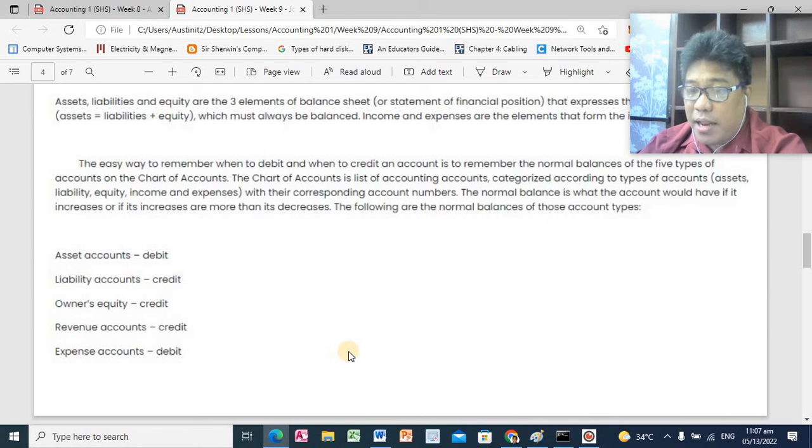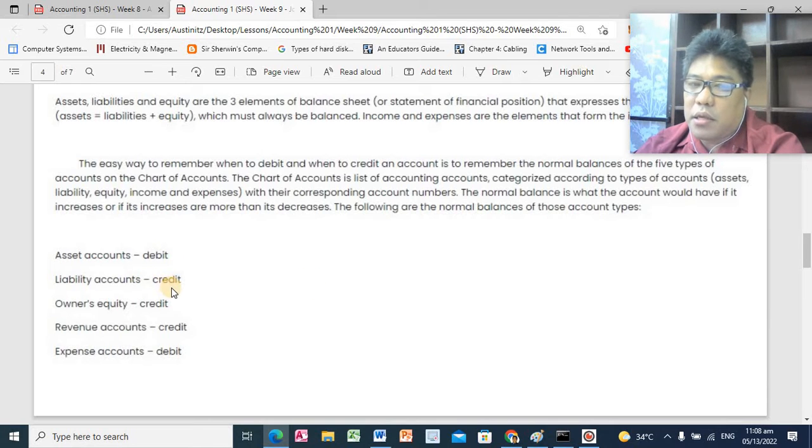When I say normal balance, it will be an increase. Let us say normal balance is debit. What does this mean? It means that an increase in asset is a debit. If there is a decrease, because it's not normal for assets, it will be a credit. So if there will be an increase in asset, the entry will be on the debit side. If there will be a decrease, the entry will be on the credit side.